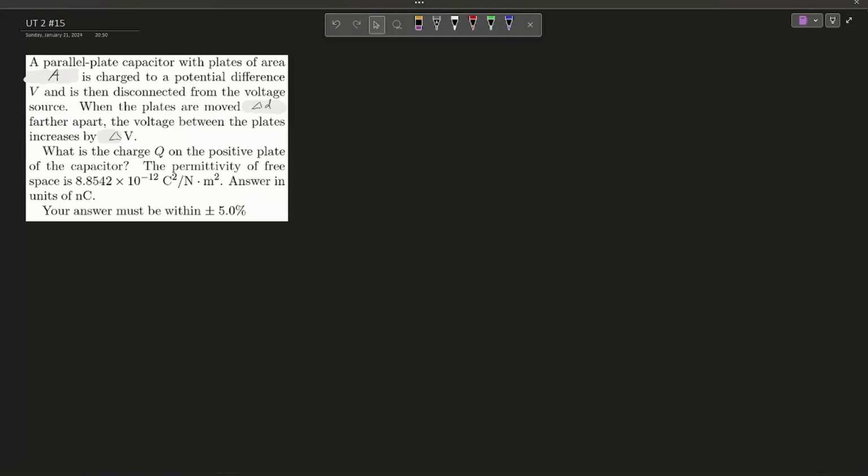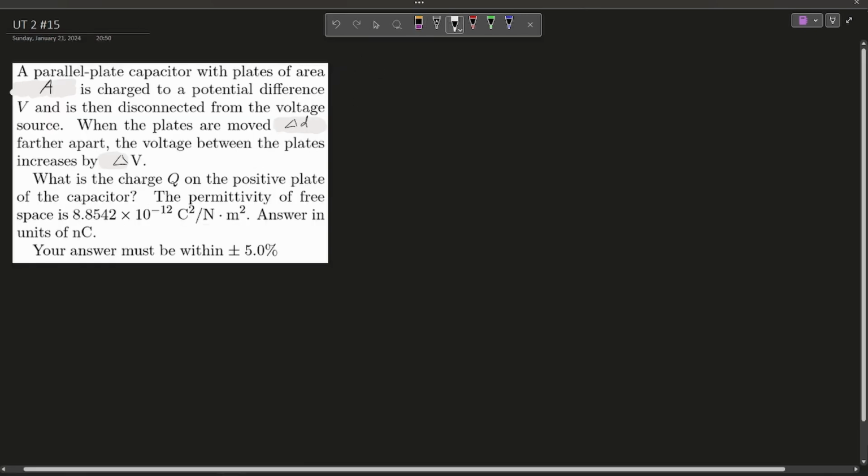Here we have an interesting question where we have a parallel plate capacitor, so of course C is equal to A epsilon naught over D, and in the problem we don't know the initial voltage V, and we don't know the initial distance D. We do know the initial area A, but then we're just given the change in distance delta D and the change in voltage delta V. And we're asked to work out the charge on the capacitor. So let's see how to do that.